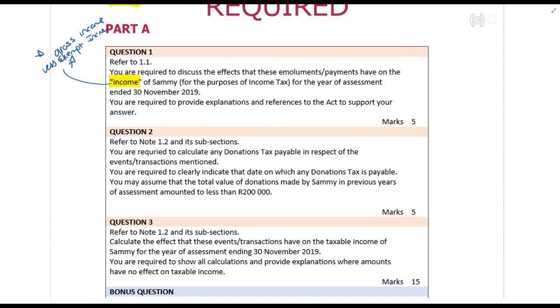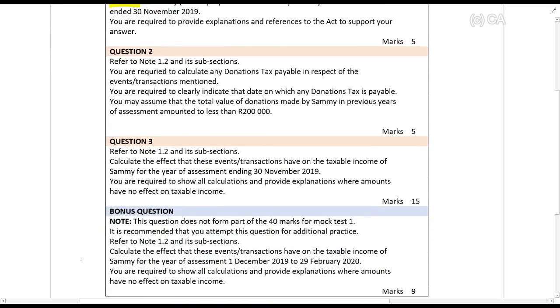Right, question number 2. Refer to note 1.2 and its subsections. You're required to calculate any donations tax payable in respect of the events, and you're required to clearly indicate the date on which any donations tax is payable. You may assume that the total value of donations made by Sammy in previous years of assessment amounted to less than 200,000 rands.